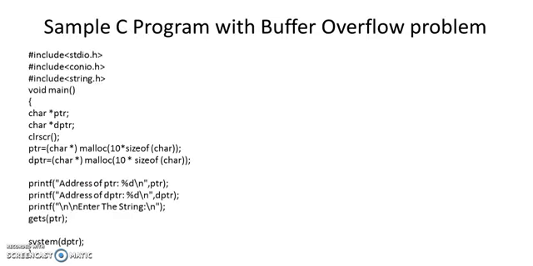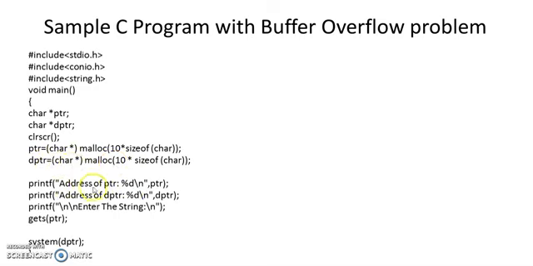So here is a sample C program with a buffer overflow problem, which I would like all the students to try out in the lab. Here what we have done is created two character pointers. One is PTR, the other is DPTR, which I'll refer to as the danger pointer. We are allocating 10 characters to PTR and 10 characters to the danger pointer.